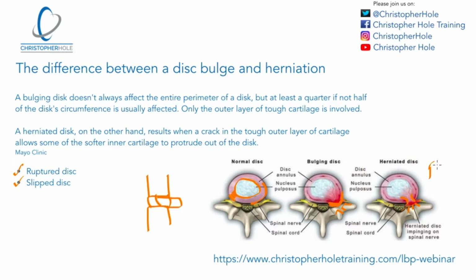So this is either the ruptured or the slip disc as well. So what we can now look at is what's causing this movement. What's causing this bulge and this herniation? And we'll look at that right now.